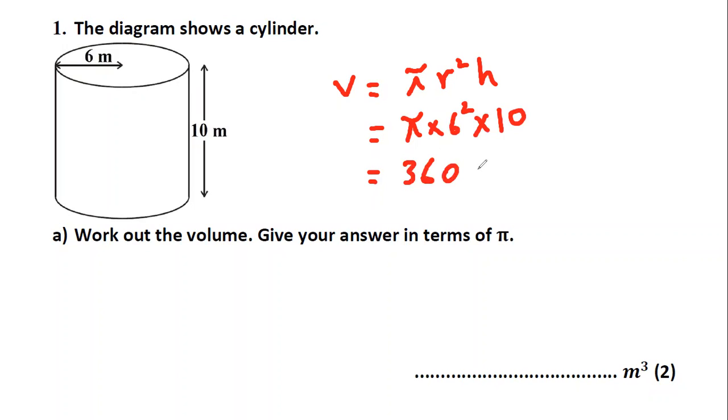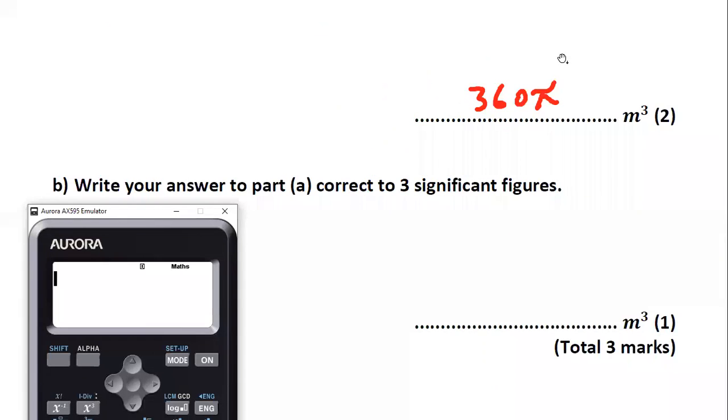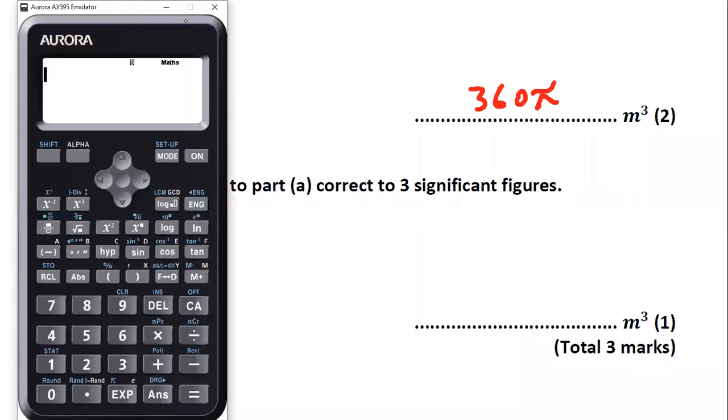360 pi, and that would be in the unit meters cubed. So my final answer will be 360 pi meters cubed. Moving to part B, it says, write your answer to part A, correct to 3 significant figures. For this, I need to use a calculator.